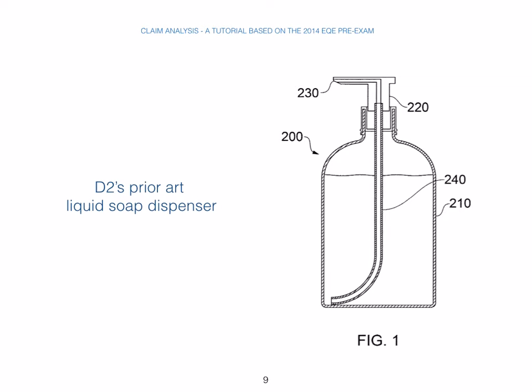Turning now to document D2, the figure 1 of D2 is shown on the slide. D2's prior art liquid soap dispenser 200. Here in the drawing we can see 210 is the bottle, 220 is the hand pump with its dispensing nozzle 230, and we can see a tube 240 which goes down through the bottle and its bottom end is bent and extends along the base of the bottle, as is confirmed in the last line of D2's description.